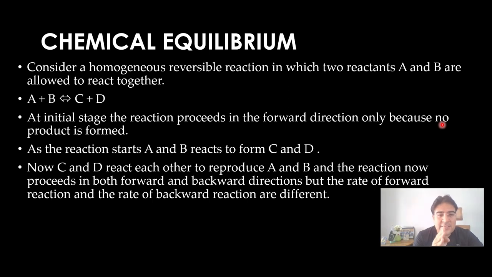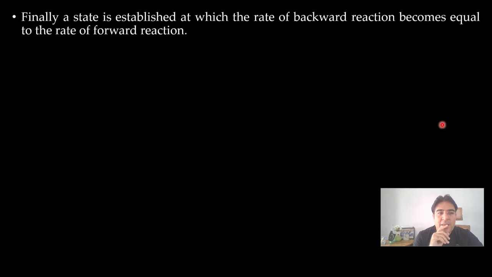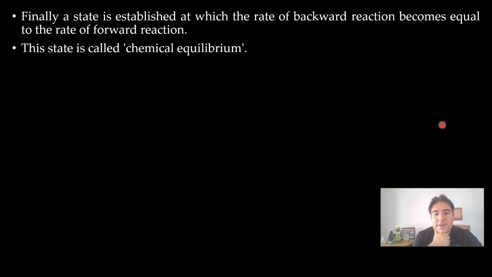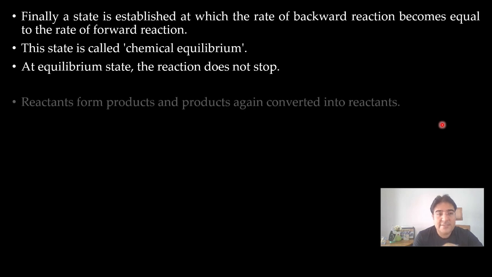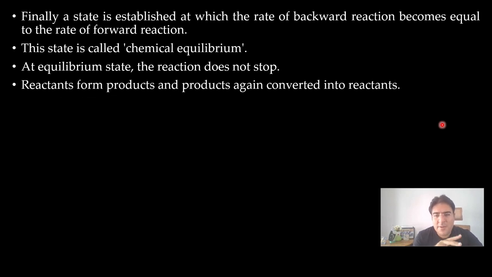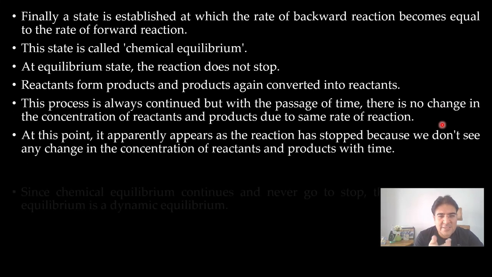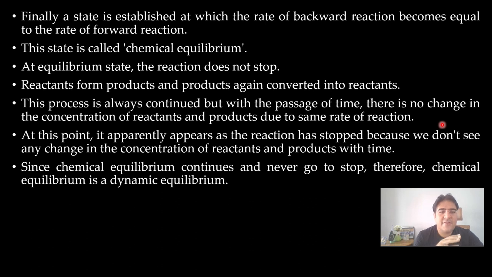Now A and B forming C and D, and C and D forming A and B, when both processes continue at the same time, very soon a state will be established when the rate of forward reaction and reverse reaction will be equal. This state is known as the chemical equilibrium. The reaction continues, there's no stopping. It's a dynamic equilibrium. There are two equilibriums, static and dynamic. So the chemical equilibrium is dynamic by nature. We have learned it already, just a revision.